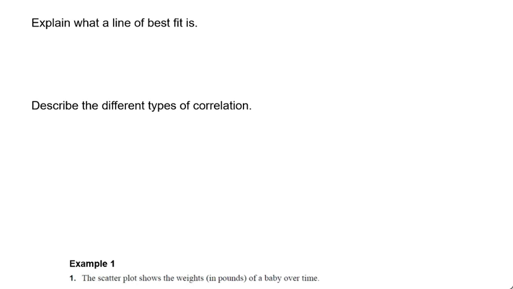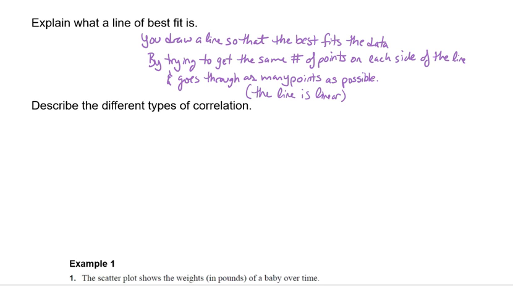Let's start by talking about what a line of best fit is. A line of best fit is a line that best fits the data. So what you do is you draw a line that best fits the data. You're trying to get the same number of points on each side of the line, and you want to go through as many points as possible, and it's a linear line.